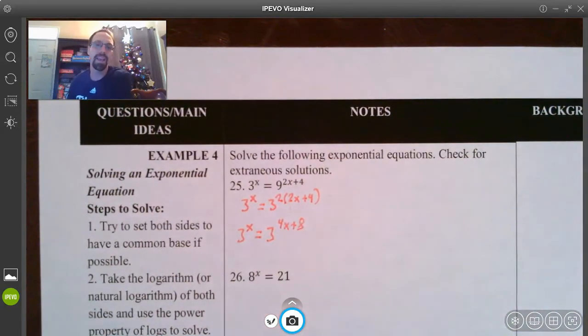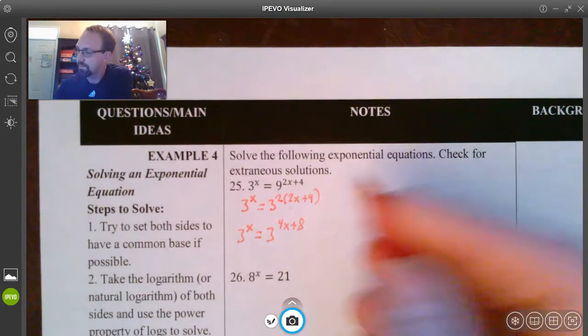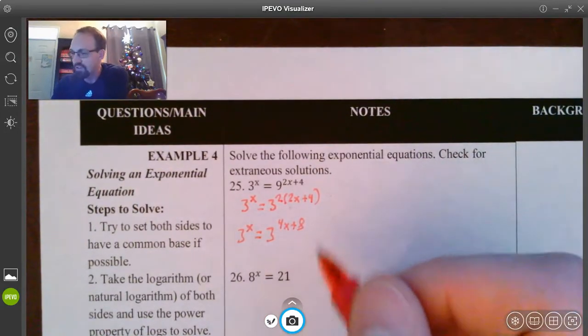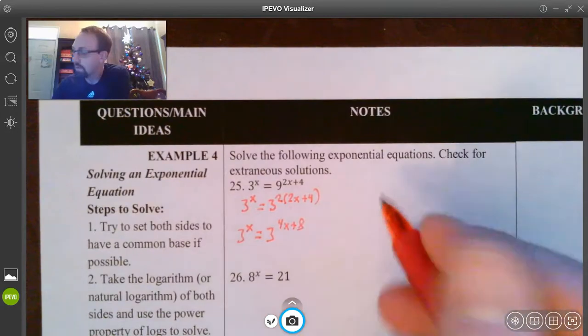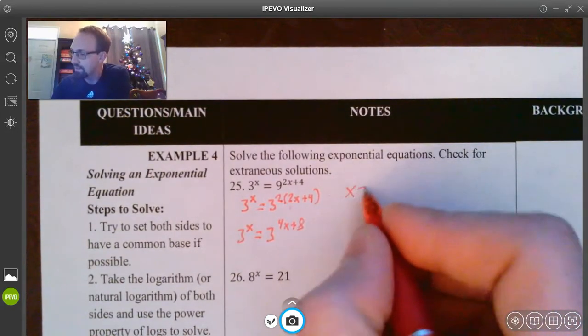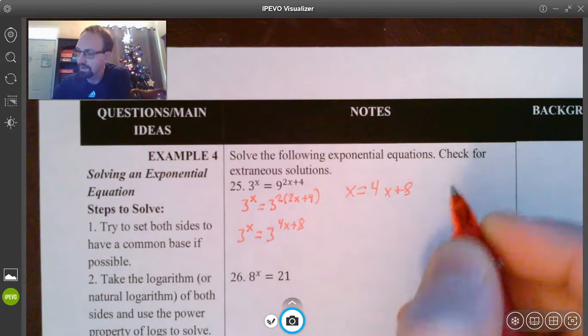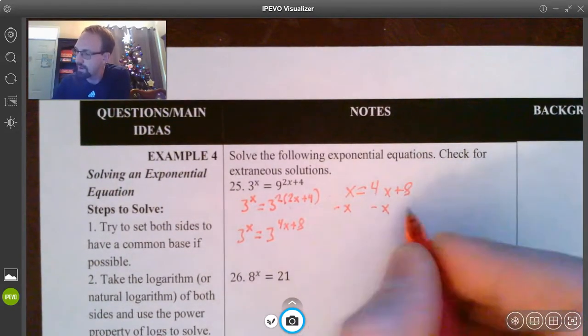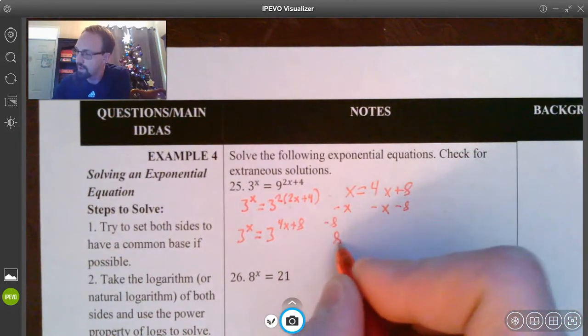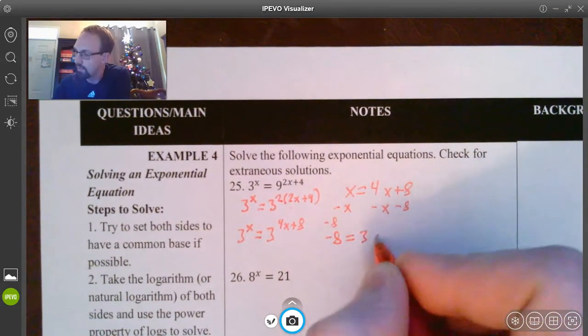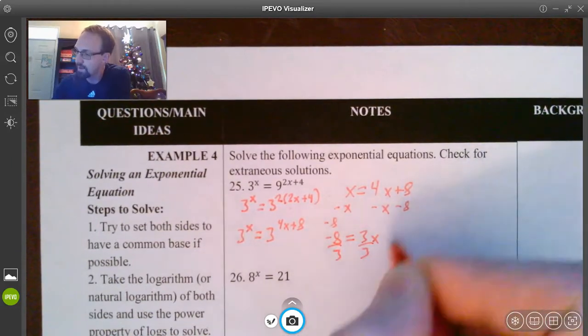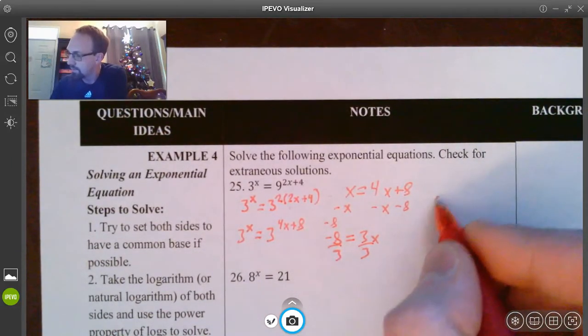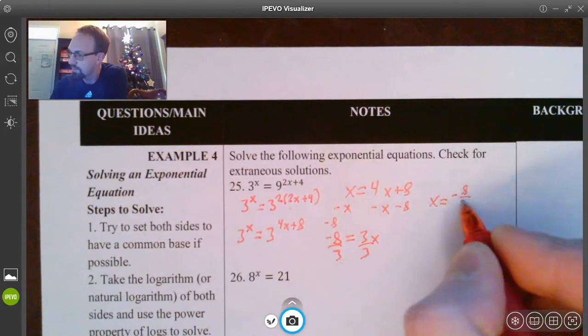Now, because I have the same base, I can use the property we've talked about previously and set both of these equal to each other. The reason I'm doing that is I'm actually applying a logarithm base 3 on both sides. So that allows me to say that x is equal to 4x plus 8. Let's get everything over. So I'm going to have minus 8, minus 8. So I have negative 8 equals 3x, divide by 3, divide by 3, and I get x equals negative 8 thirds.